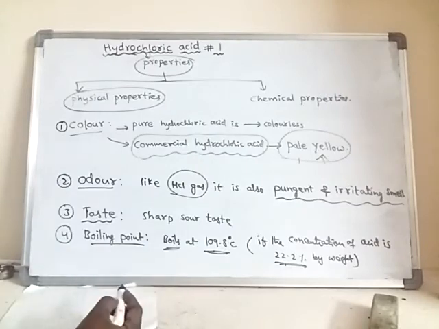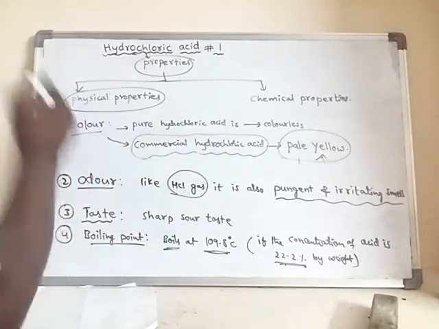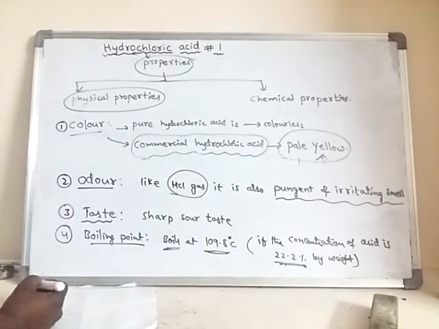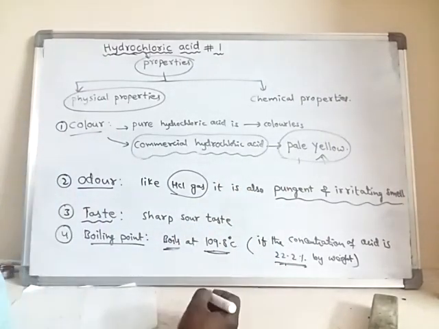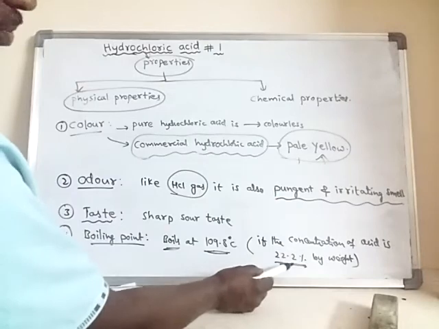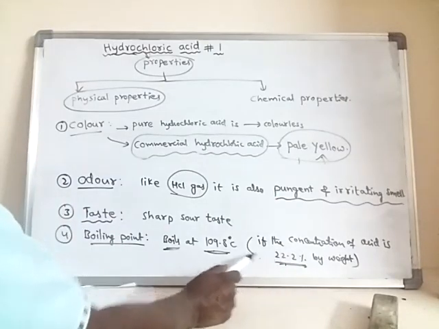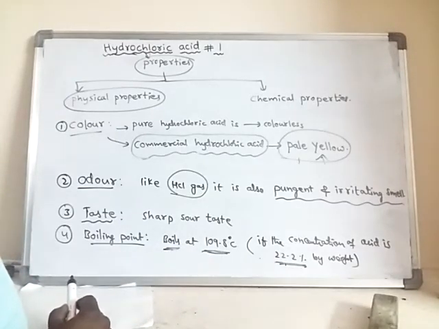Normally it is a volatile acid. The 36% concentration solution of HCl is normally volatile. But if it is made into a concentration of 22.2% by weight, then we have to heat it to 109.8 degrees centigrade for it to boil.